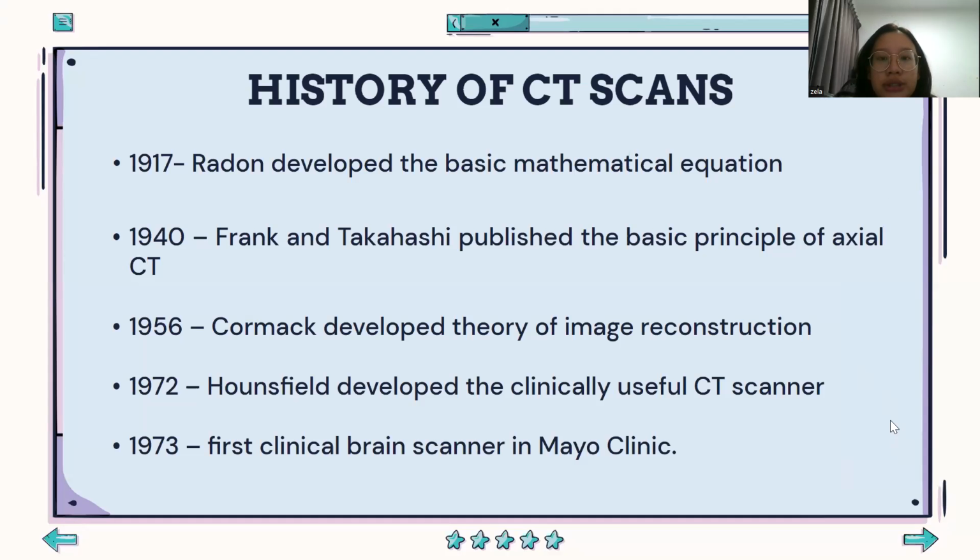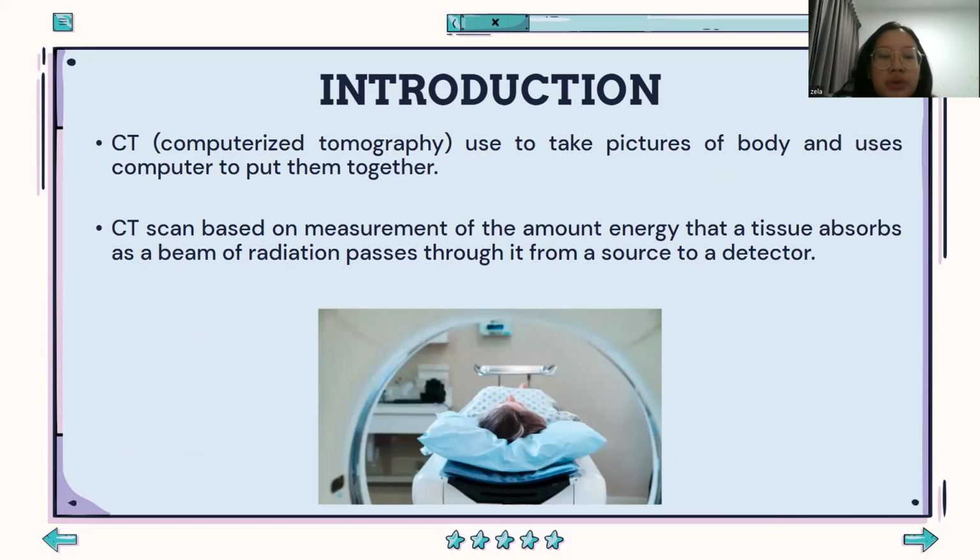So we're going to start with the history of CT scan. It all started in 1917 when Radon developed the basic mathematical equation, followed by Frank and Takahashi, who published the basic principle of axial CT, and Cormack, who developed the theory of image reconstruction in 1956. Then Hounsfield developed the clinically useful CT scanner in 1972, and a year later, the first clinical brain scanner was found in Mayo Clinic.